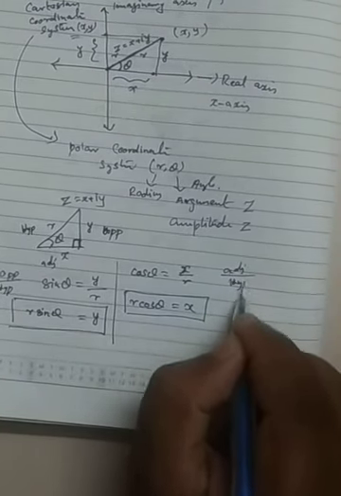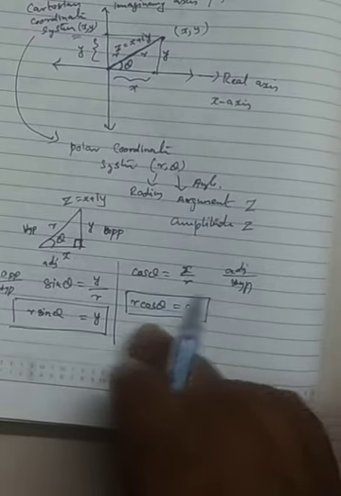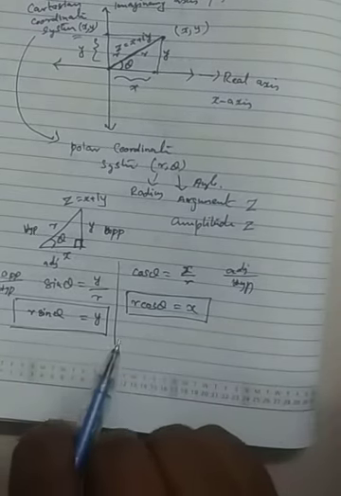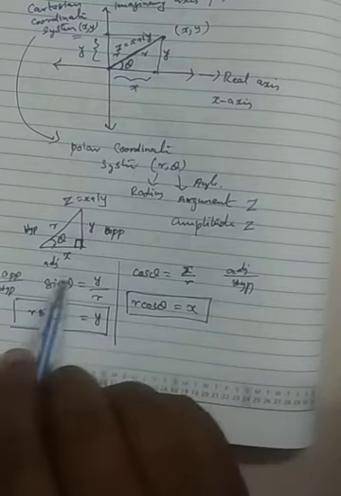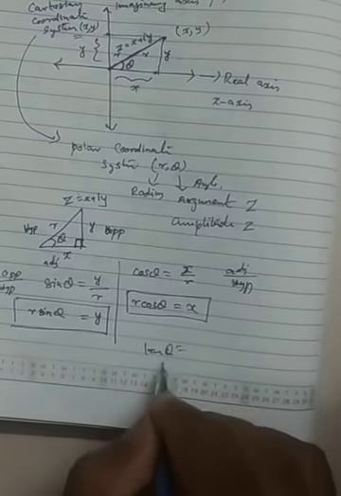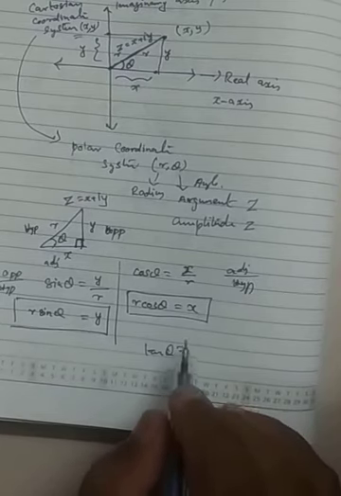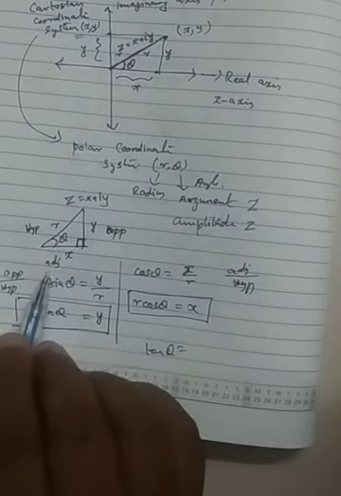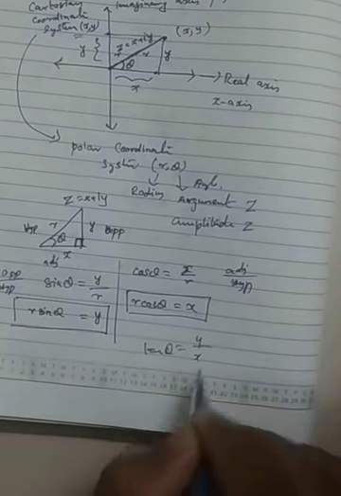So we are getting adjacent is x by r, that is r cos theta equal to x is coming. So in this way we are getting. Similarly, you want to take tan theta now. Tan theta is what will come? Tan theta is opposite by adjacent, that is y by x we can say.